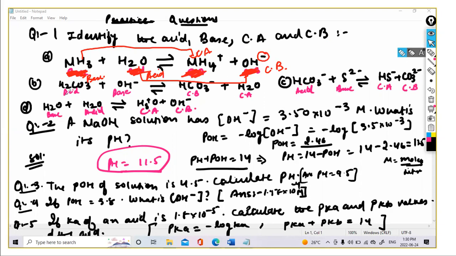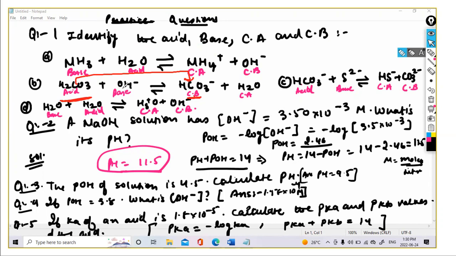Now what about the next one, H2CO3? You can go ahead and look into these problems. This is a similar kind of problem. So H2CO3 is reacting with OH negative. It is becoming HCO3 negative in water. So if you check here, what is happening to H2CO3? It is becoming HCO3 negative. It is donating the proton. Something that is donating the proton, we call it acid.